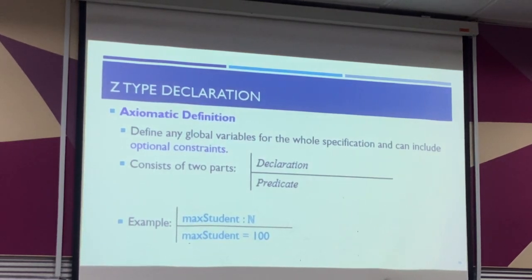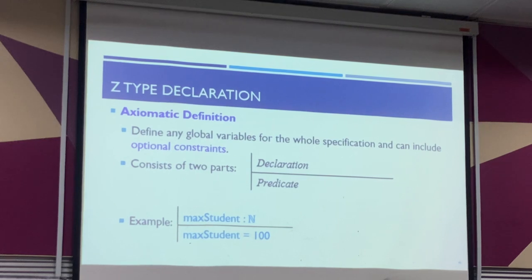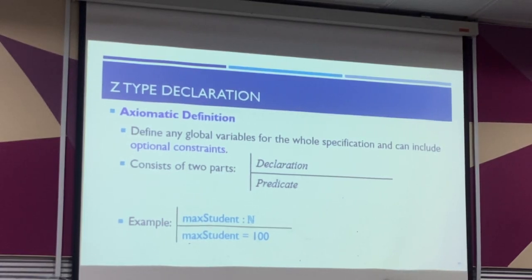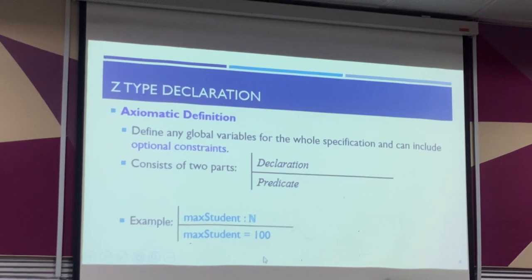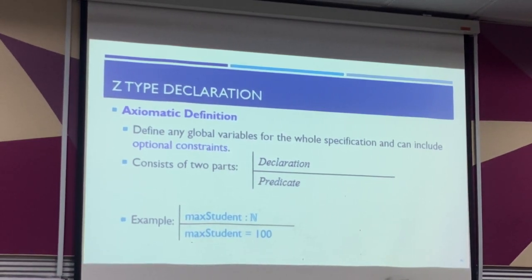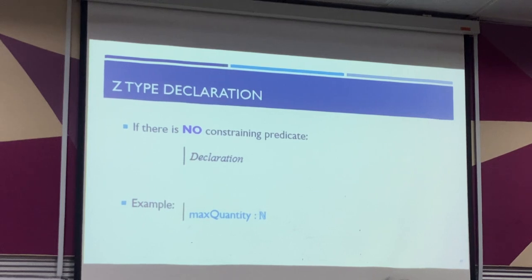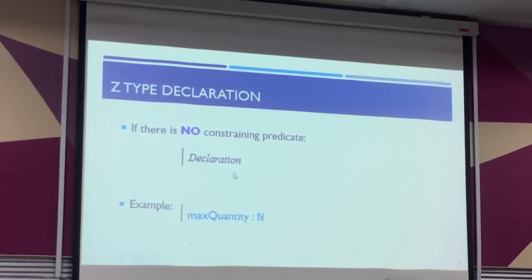But in some cases, you don't want to have this constraint. Maybe you want to show different decay rooms. One decay can have 200, one decay can have 100, another decay can have 150, for example. You want to show it's a number, but there is a max student number only. So you don't want this value, because if you put 100, every decay will have 100, but they may have different sizes. So you can have an axiomatic definition where you only have the declaration and not the below part. This is what we call without constraint.